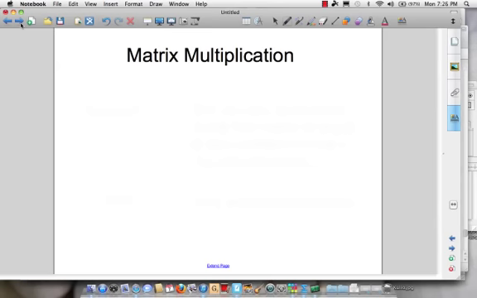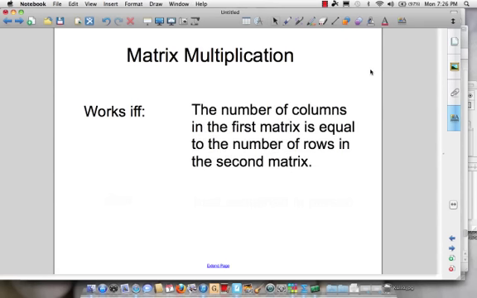Alright, the last of the operations is matrix multiplication, and this is multiplying two matrices together. This one works under very special conditions. It turns out that the number of columns in the first matrix has to be equal to the number of rows in the second matrix. And as far as how you go about doing this multiplication, this is something that I would rather explain in person than in a video, so you'll see that next time in class. For now, just get this into your notes.